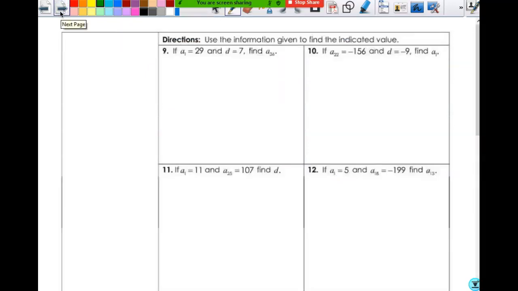So it says to find the indicated value. To find this value, the first thing I'm going to do every time is write out a little equation. I know that I'm going to use a sub n equals d times n minus 1 plus a sub 1. I'm going to do that first every time with whatever information I have. So a sub n would be equal to, they gave me d, that's 7, times n minus 1 plus a sub 1, which is 29. So they basically gave me everything I needed. I write my little equation, even though they didn't ask me for that.